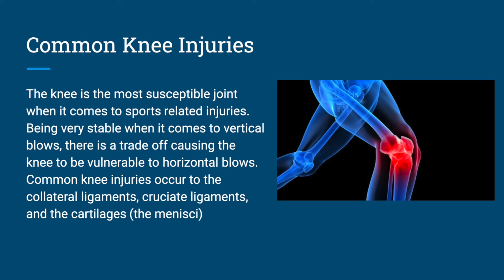When it comes to common knee injuries, the knee is the most susceptible joint, especially when it's related to sports. Being very stable when it comes to vertical blows, there's a trade-off causing the knee to be vulnerable to horizontal blows. Common knee injuries occur to the collateral ligaments, cruciate ligaments, and the cartilages, otherwise known as the menisci.